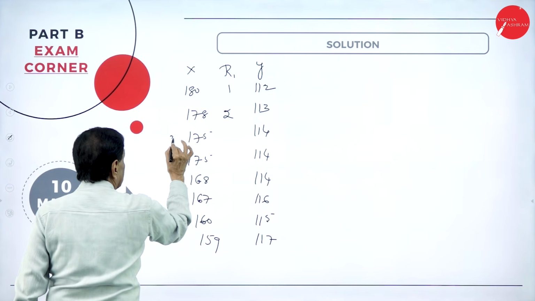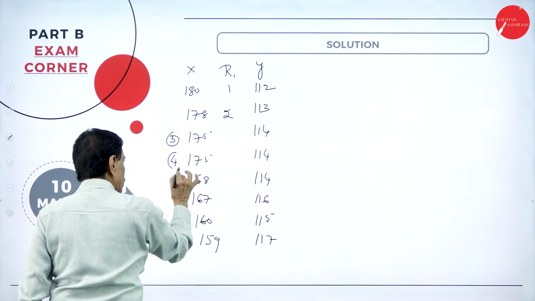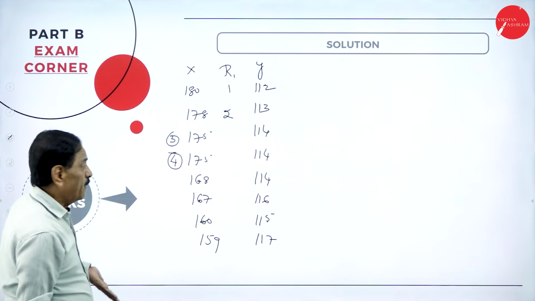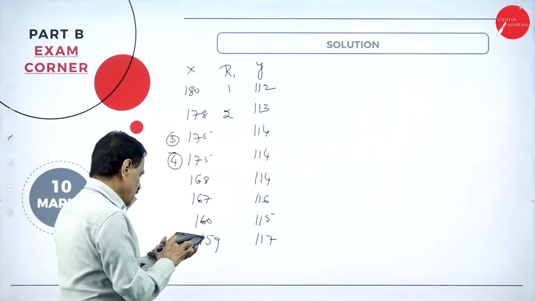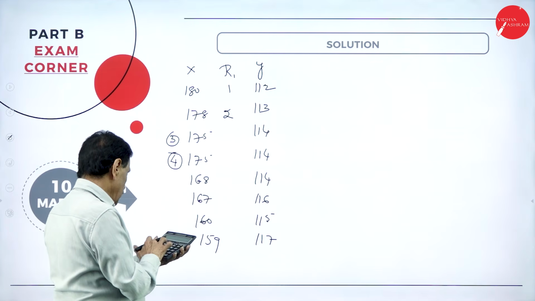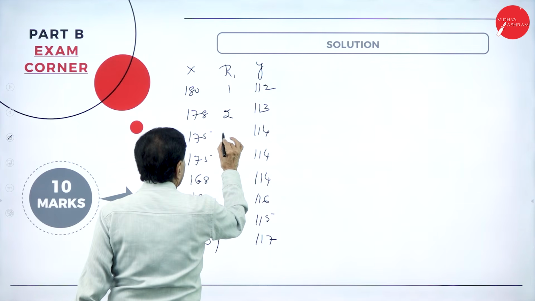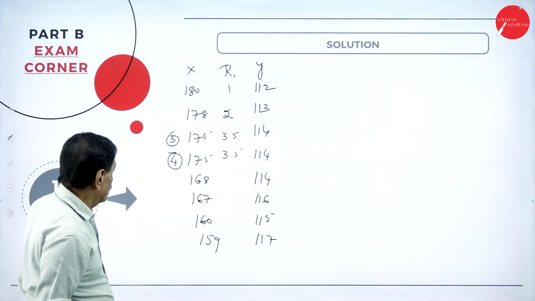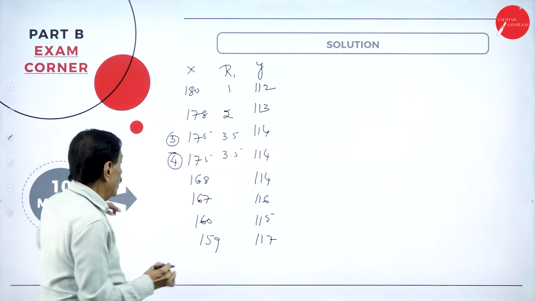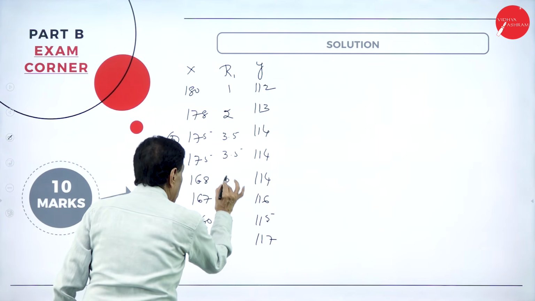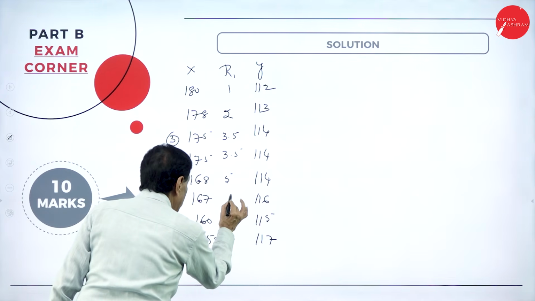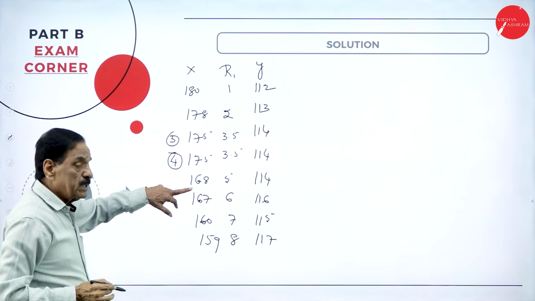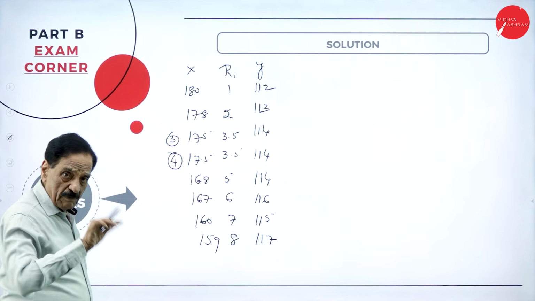1, 2 is over. 3, 4. So 3 plus 4 is 7 divided by 2, 3.5. What is the next highest? 168. So 4 is over, 5. What is the next highest? 167. 6, this is 7, this is 8. If 3 numbers are repeated, you divide by 3.